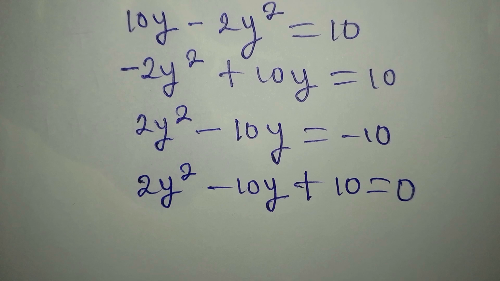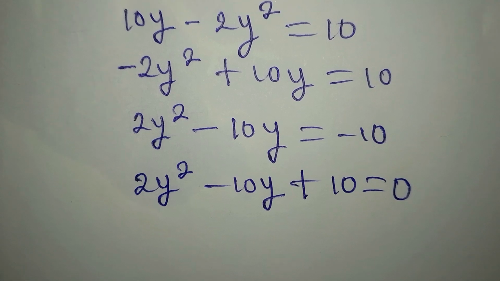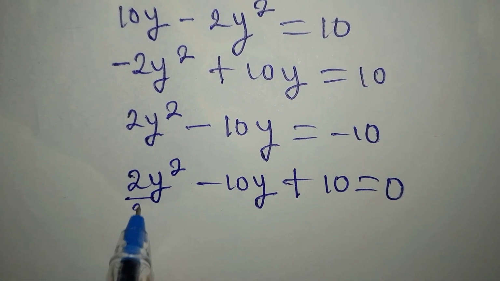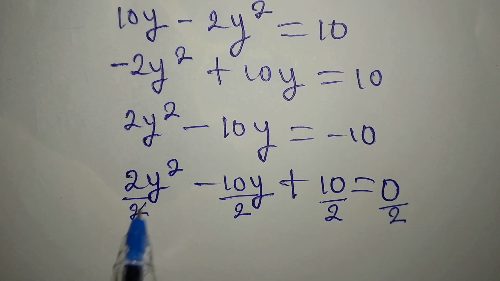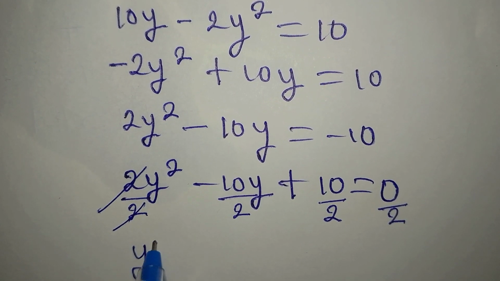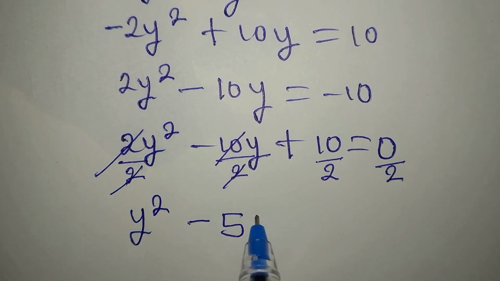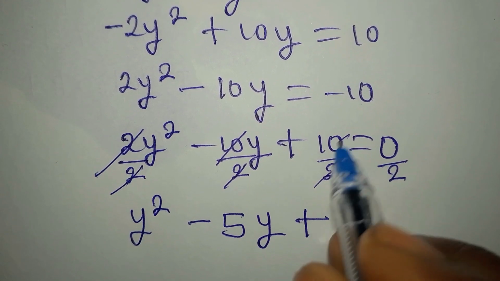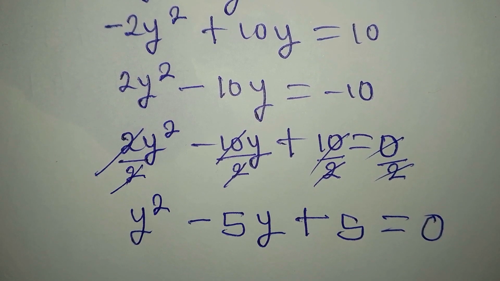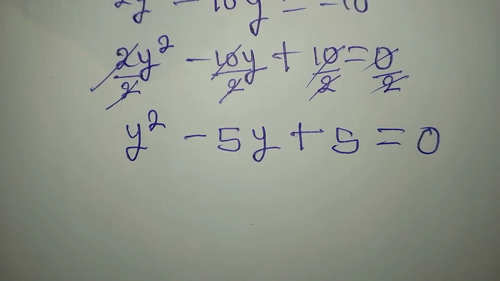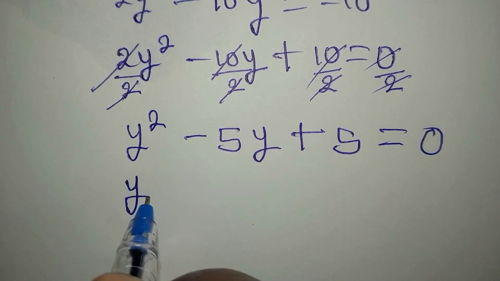The next point is to reduce this equation into a lower equation, because 2 is a factor of all of them. Divide by 2. So y squared is alone. Minus 10 divided by 2 gives us 5y, plus 10 divided by 2 gives us 5, and 0 divided by 2 is 0. The next thing is to solve this quadratic equation, and we shall use the formula to solve it.